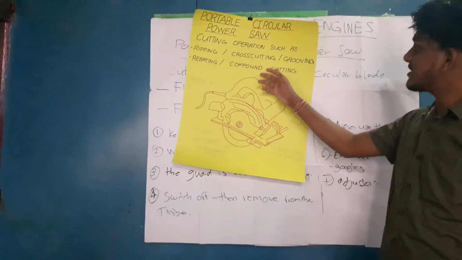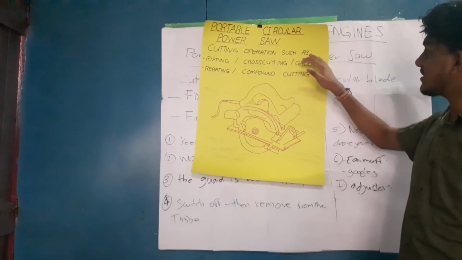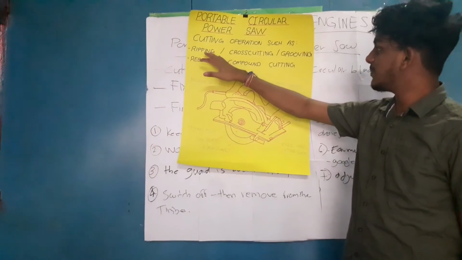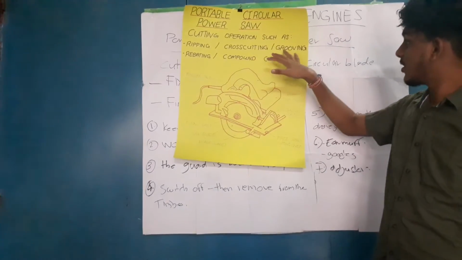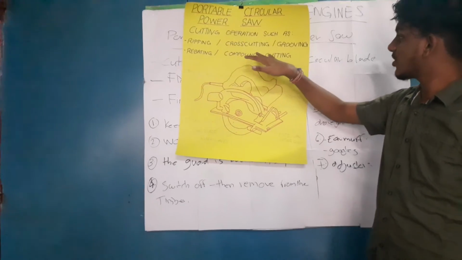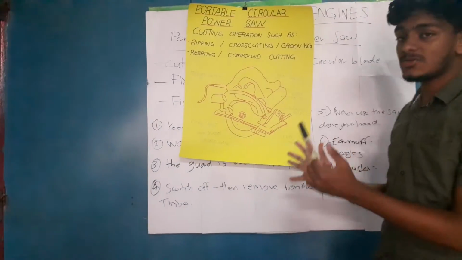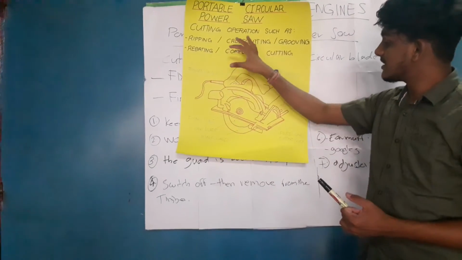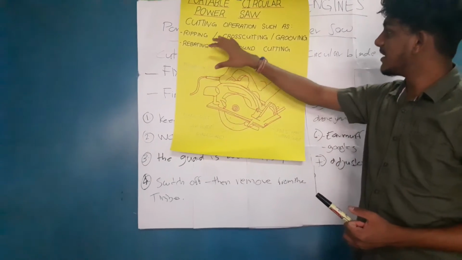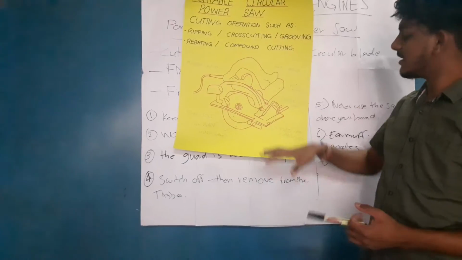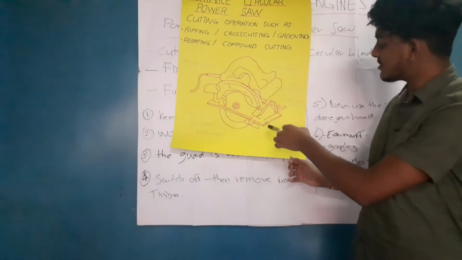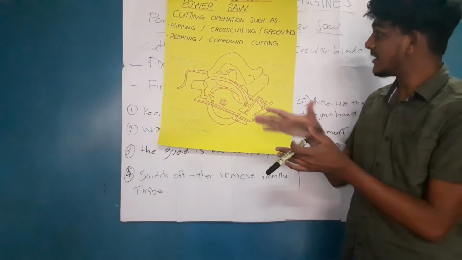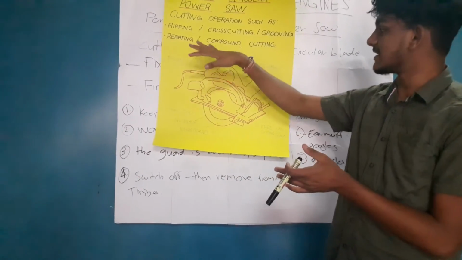The chart basically shows the cutting operations of a circular saw: ripping, cross cutting, grooving, rebating, and compound cutting. Basically, this will be discussed in the next lesson, as it is also associated with ripping, rebating and grooving. It will use the protector scale to tilt the blade at an angle. Only then will you be able to do the grooving and rebating.